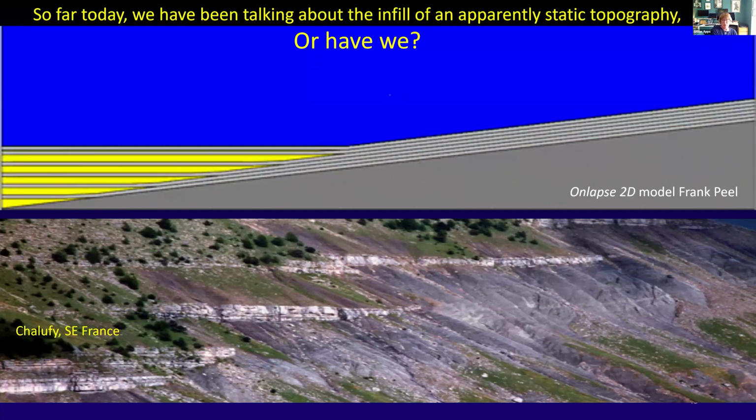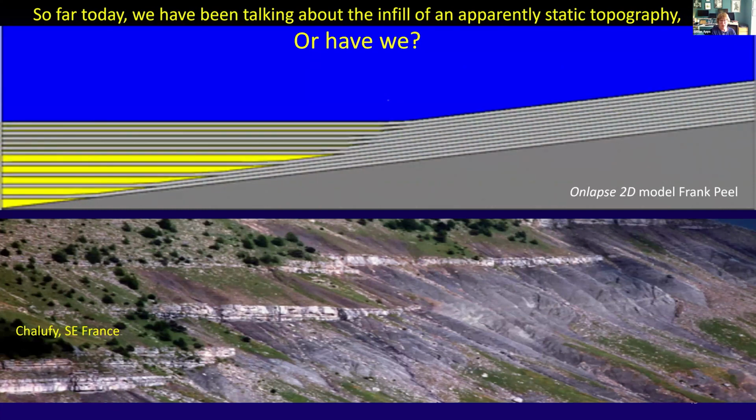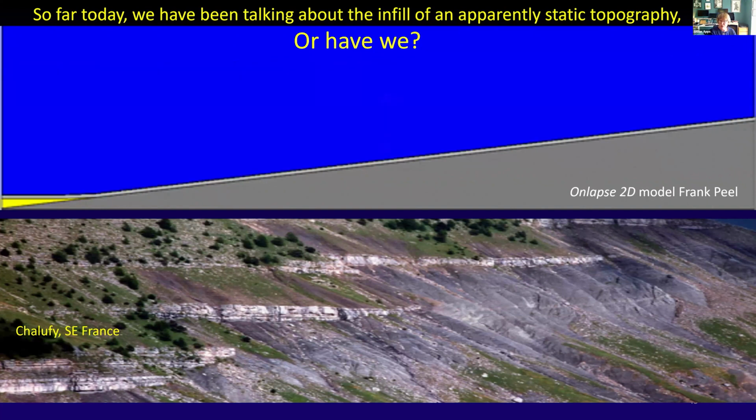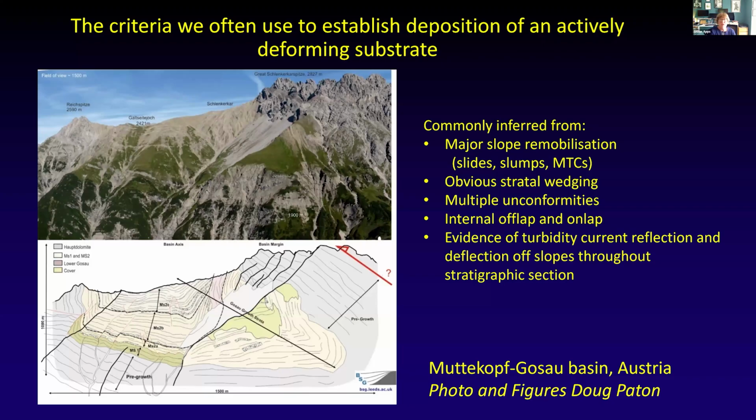So far today, we appear to have been talking about the infill of an apparently static topography, or have we? And how do you tell? So the criteria we often use to establish deposition on an actively deforming substrate is inference from major slope remobilizations, slides, slumps, and MTCs, although you've got to watch out, your MTCs could be coming all the way from the shelf edge. Obvious stratal wedging and multiple unconformities existing throughout the section with internal off-lap and on-lap.